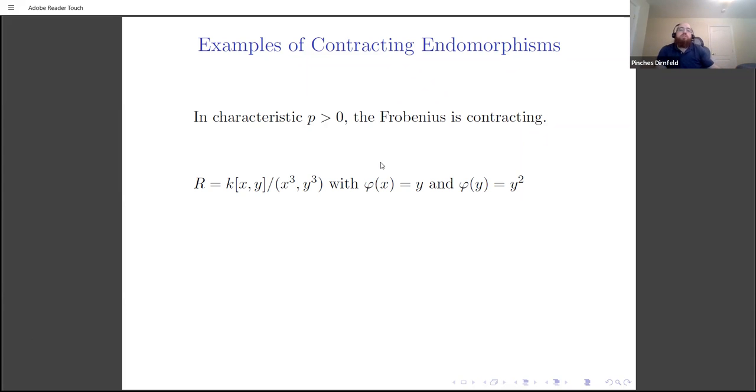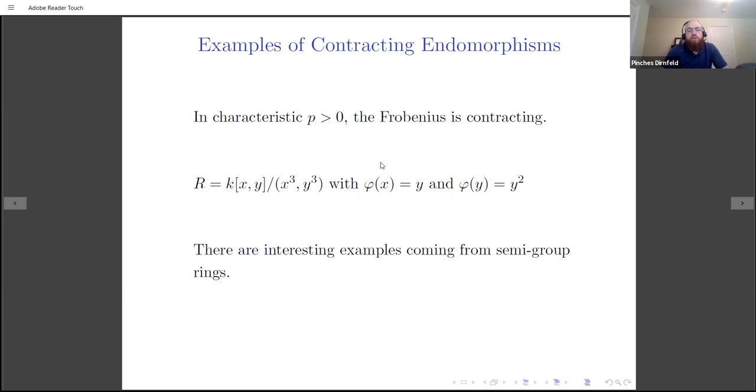For example, if you take R to be k[[x,y]] mod out, let's say, (x cubed, y cubed), and then you set phi of x equals y and phi of y equals y squared. This is a contracting endomorphism where phi of the maximal ideal doesn't take the maximal ideal into the square of the maximal ideal, but if you go one step further, then it will. So you can have contracting endomorphisms where you have to iterate for a while until you get m into m squared. And then there are more interesting examples coming from semigroup rings, but I'm not going to get into that.